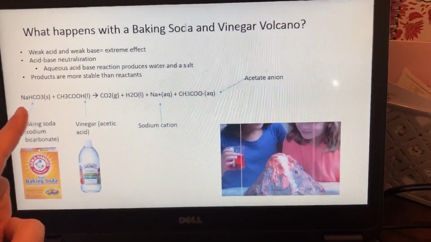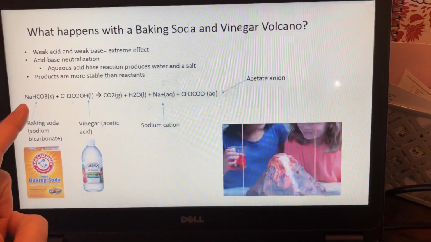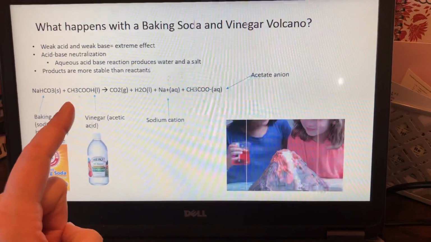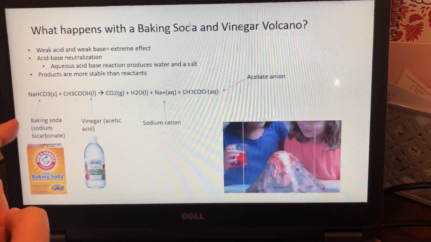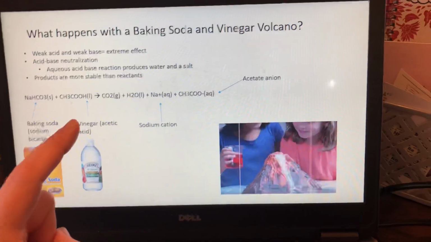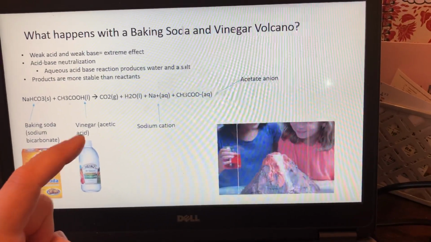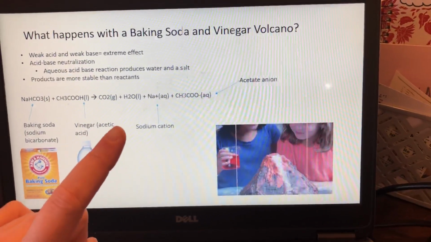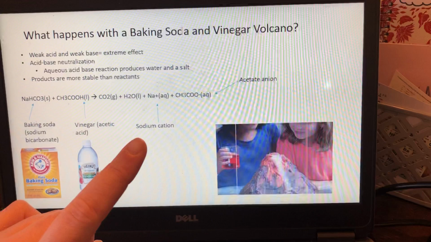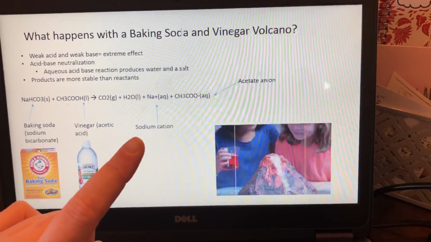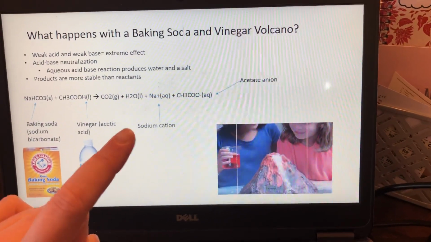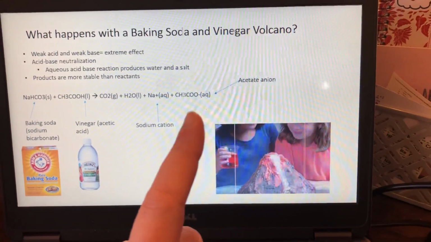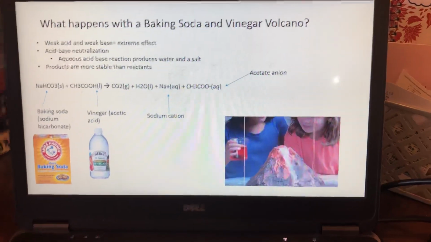So first of all, we have our sodium bicarbonate, which is our baking soda. That's reacting with our vinegar or acetic acid. Note that the baking soda is in a solid phase. The acetic acid is in a liquid phase. This is then going to produce carbon dioxide gas, liquid water, sodium cation that has a positive charge, and that's in the aqueous form, and then an acetate anion, which is negative, of course, and also in the aqueous form.